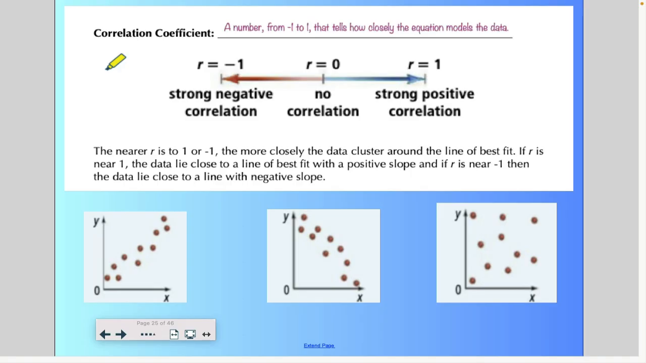That's not right. The last piece, we're not going to get into this much today, but it's going to come up a lot tomorrow, okay, is the correlation coefficient. That's a number from -1 to 1, and it tells you how closely the equation models the data. Correlation coefficient.